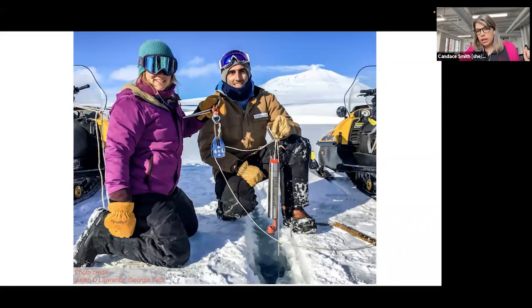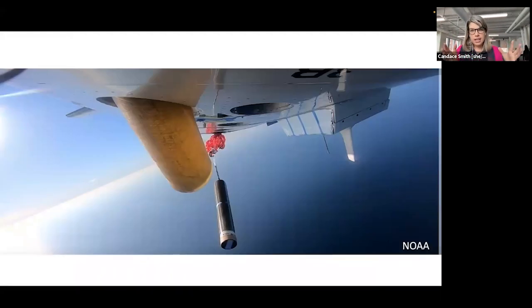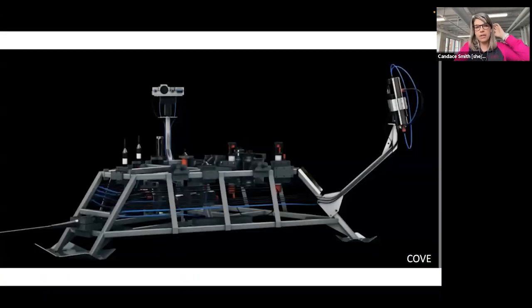These folks are deploying it through ice in a profiling application. So that's one way. This is a picture from NOAA where a profiling float is being chucked out of the back of a plane before a hurricane to do profiles. That is a very different way to deploy a CTD, because there's a CTD on this float.